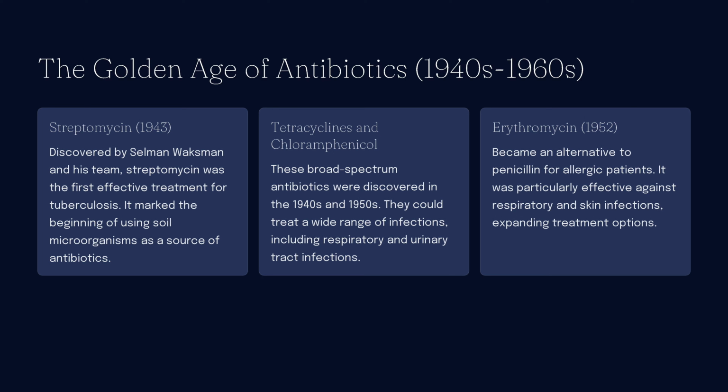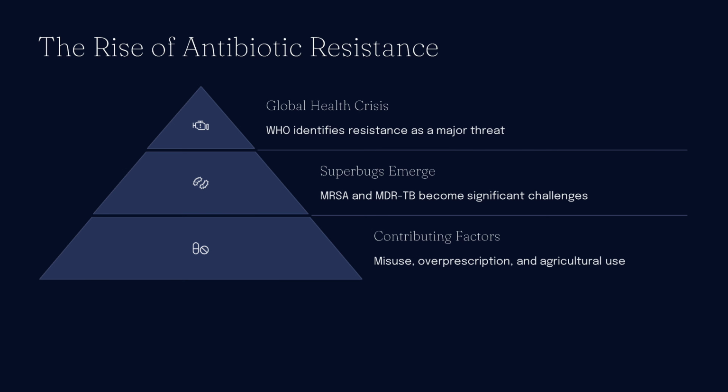The golden age of antibiotics transformed medicine, enabling the effective treatment of infectious diseases like pneumonia, syphilis, and gonorrhea. It also paved the way for complex surgeries and cancer therapies, as infection could now be managed. Then came the rise of antibiotic resistance, along with new antibiotic discoveries.